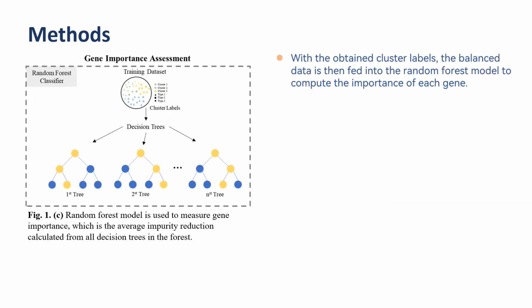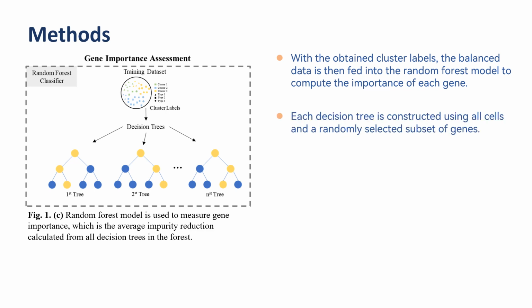With the obtained cluster labels, the balanced data is then fed into the random forest model to compute the importance of each gene. In the random forest model, each decision tree is constructed using all cells and a randomly selected subset of genes, and the gene importance is calculated based on the gene index.